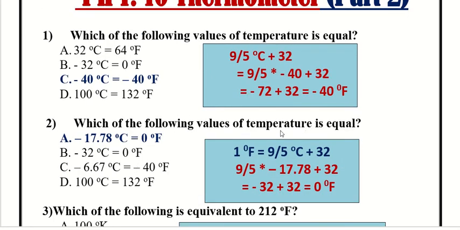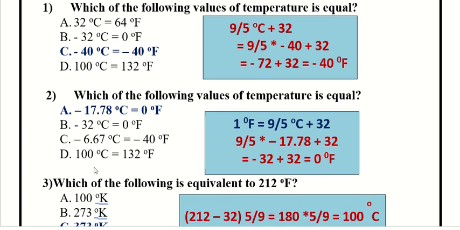Which one of the following values of temperature is equal? It's the same as we mentioned here. We can cancel the illogical ones. These values B and D are illogical, so we have to cancel them and test this and this value by substituting for degrees Celsius. By this value we can get that it is equal to the conversion of 0 degrees Fahrenheit.